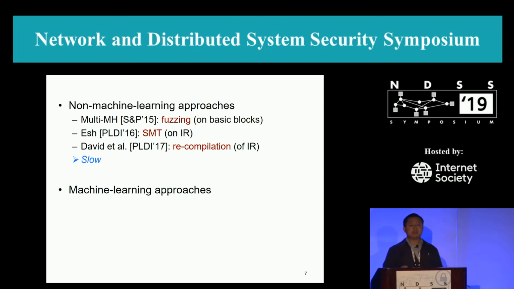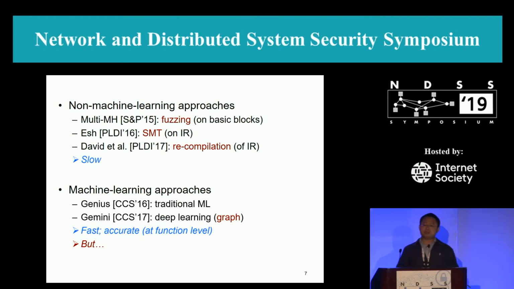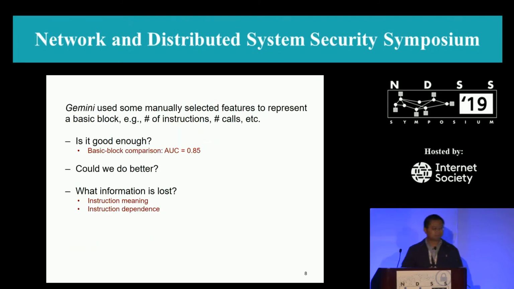The second category uses either traditional machine learning or deep learning. For example, Genius borrowed some techniques from the graph area, and they are much faster, and actually they are accurate at the function level. However, both Genius and Gemini use some manually extracted features to represent the basic block, for example, the number of instructions and the number of function calls. Is that good enough? If we examine the accuracy at the basic block level, we can see that the AUC is 0.85. Definitely there's room to improve.